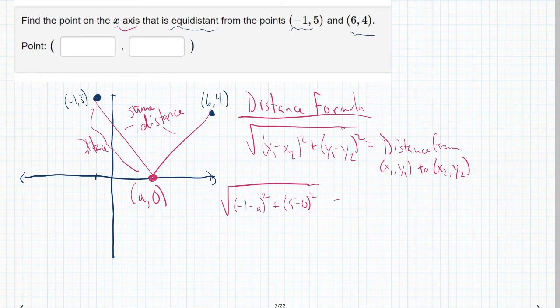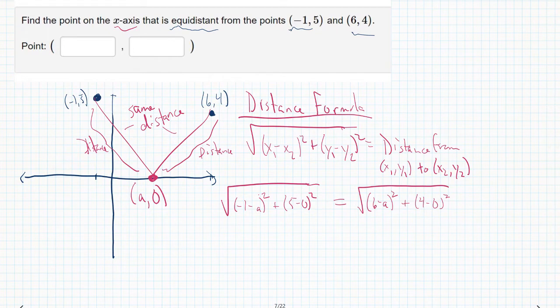Okay, and this should be equal to the other distance happening over here. So this distance, which would be 6 minus a, the quantity squared, plus 4 minus 0 squared. Now how the heck are we going to solve for these things?